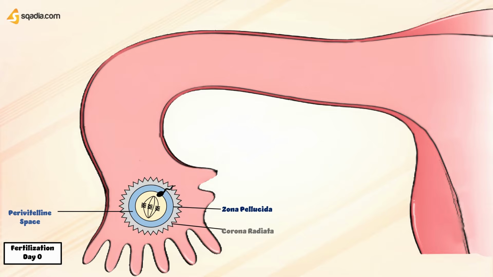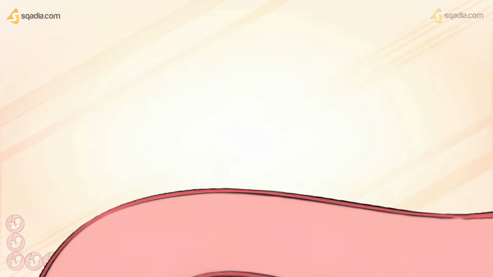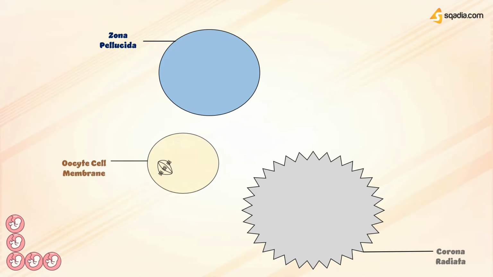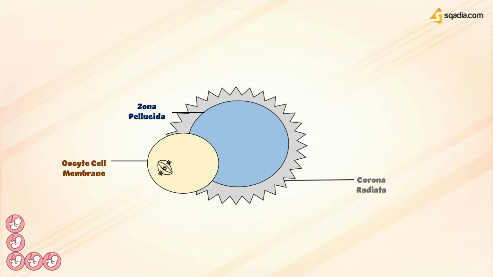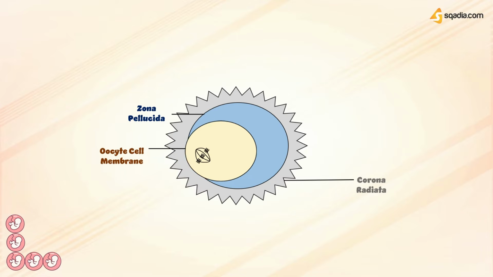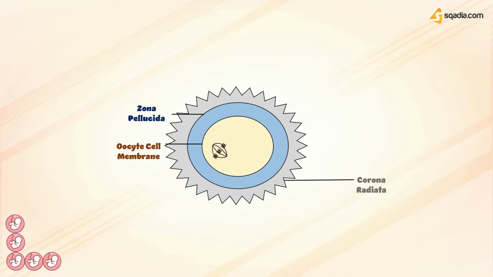Let's have a close view of this process to have best understanding. This is corona radiata barrier. This is zona pellucida. This is oocyte cell membrane. Have a look at the arrangement of corona radiata barrier, zona pellucida, and oocyte cell membrane.